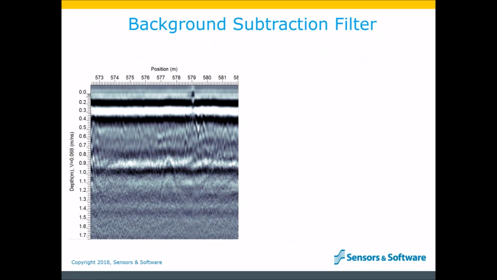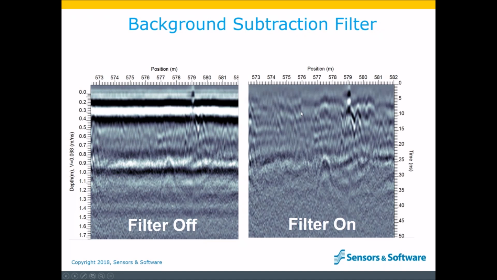Another setting is the background subtraction filter. This filter is used to eliminate flat line reflectors to emphasize hyperbolas. With the filter off, we can see some flat line reflections, including the direct air and ground wave at the top of the cross-section. By turning the filter on, we can see hyperbolic responses. This filter can also be used to assist with shallow hyperbolic responses, which could be masked by the direct air and ground wave.